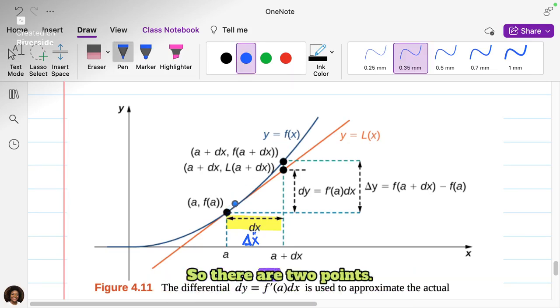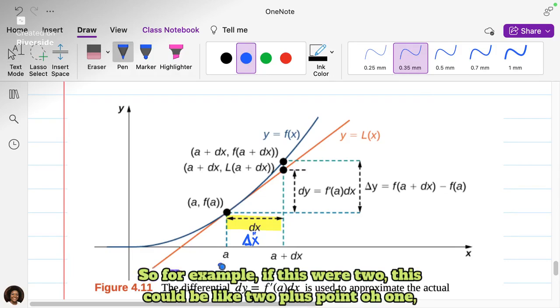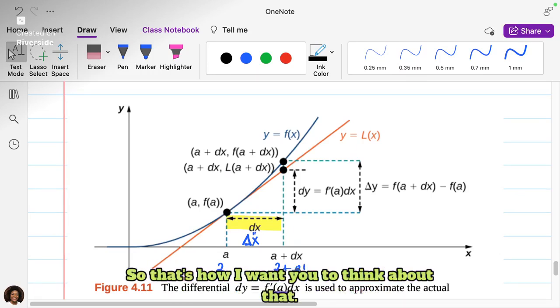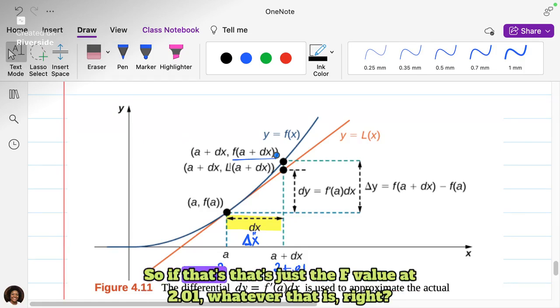So there are 2 points. There's this point A, and then there's this point close to it, and we're defining it by its level of closeness. So for example, if this were 2, this could be like 2 plus 0.01, which would be 2.01, right? Something really close. So that's how I want you to think about that. And then all we're saying up here is that that's just the F value that goes with that. So if that's 2.01, that's just the F value at 2.01, whatever that is, right?